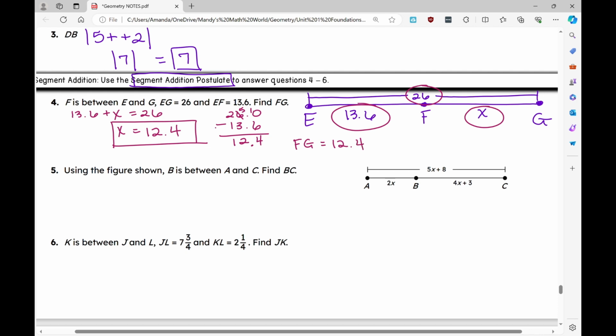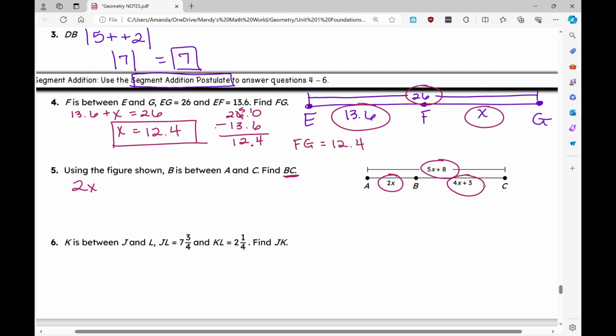Okay, moving on to number 5. Using the figure shown, B is between point A and point C. Find the length of BC. Notice how I said that. I can say BC, but that is the length of BC. In this particular problem, I'm actually given a diagram, so I don't need to draw one. So using the segment addition postulate, I know that this plus this is going to equal this. So let's write that out.